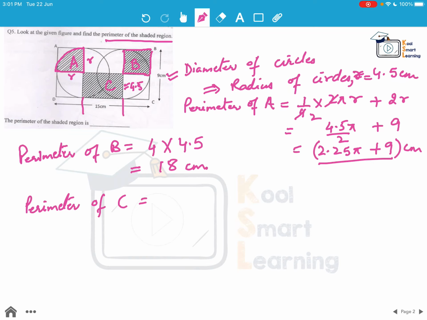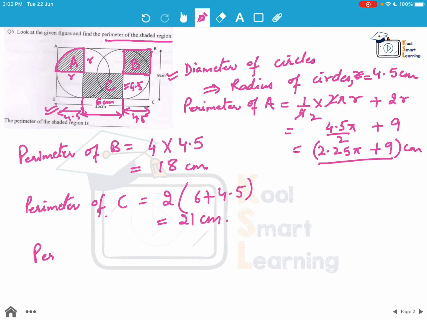Now what is this dimension of C? The total dimension of the bigger rectangle is given to be 15 centimeter, out of which this radius is 4.5 and this is again another 4.5. So if we subtract 4.5 and 4.5, which means 9, from 15, we get this dimension of C as 6 centimeter. So the perimeter of rectangle C becomes 2 times (6 plus 4.5). So this is nothing but 21 centimeter.